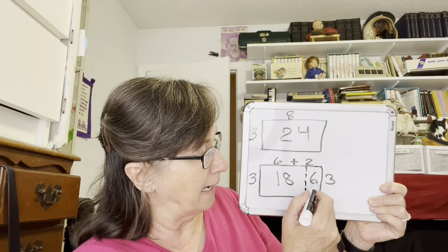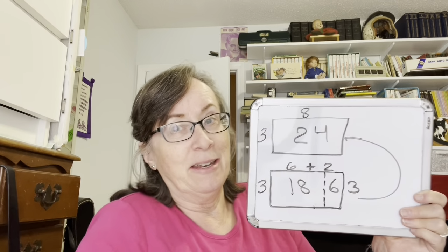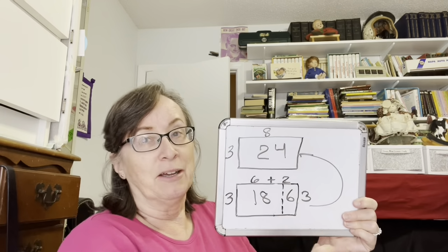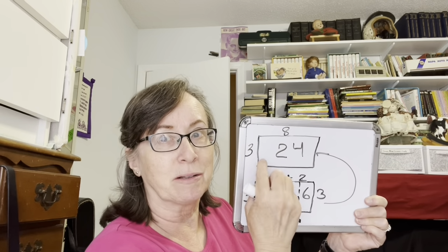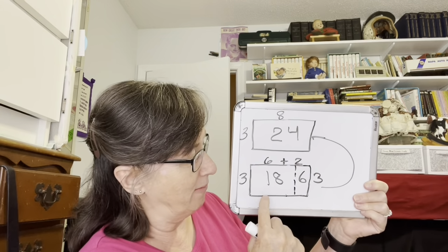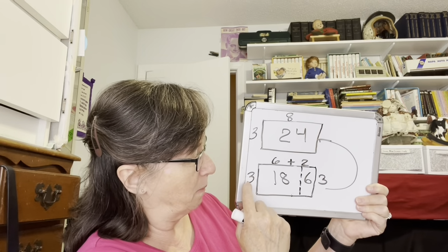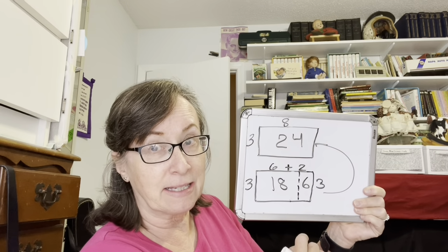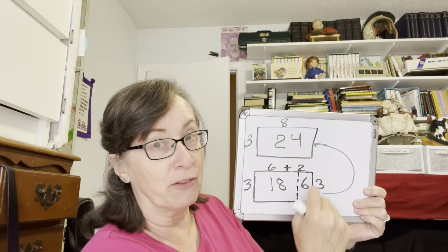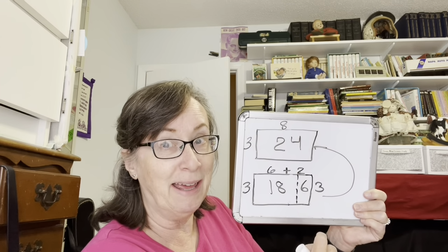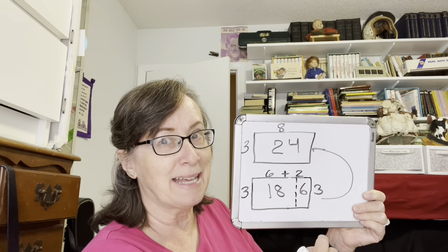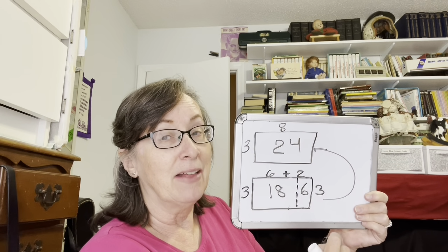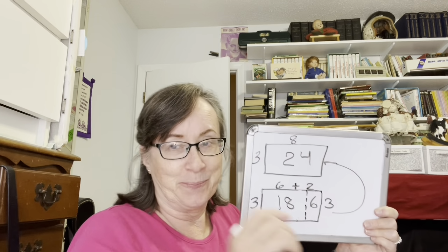24? Okay, so in this one, we added the 6 and the 2 together and then multiplied. In this one, we multiplied the 3 by the 6, and we multiplied the 3 by the 2, then we added them together. It's a very good picture of what is happening in the distributive property.